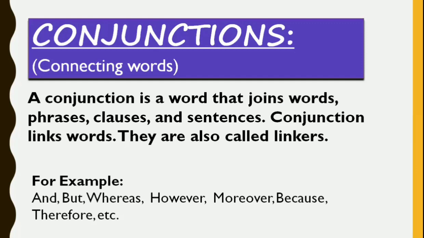Now let's see what conjunctions are. A conjunction is a word that joins words, phrases, clauses, and sentences. Conjunctions link words. They are called linkers. For example, but, whereas, however, moreover, because, therefore, and, etc. All these words are called conjunctions.